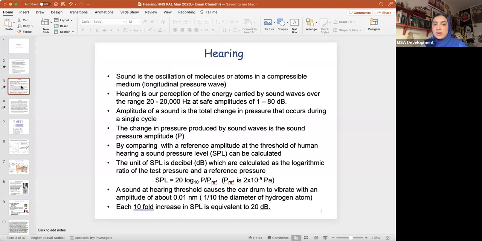All right, so hearing. So sound is the oscillation of molecules. So when we speak, or well, let's just say you're listening to music and you're hearing it through a speaker, I do this sometimes. I'll put my hand above the speaker, where the sound comes out from, especially if it's loud.